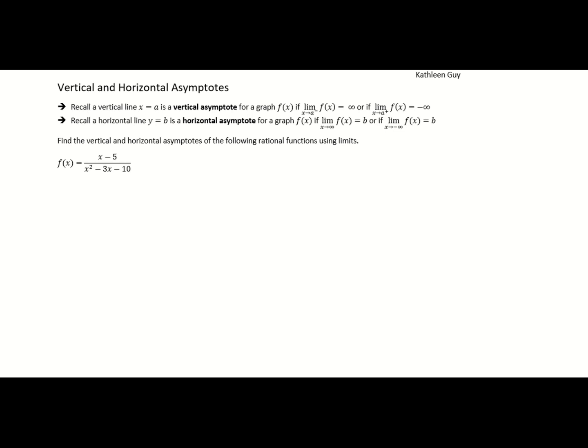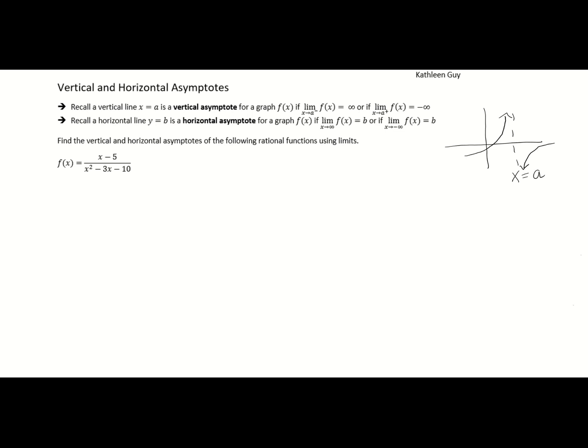So let's take a look at an example visually of that. If this was x is equal to a, the vertical line, then an example would be as x is approaching a from the left, your graph would shoot up to infinity, so the y's would get bigger and bigger and bigger. And as it is approaching a from the right, your y's would go to negative infinity, get smaller and smaller. And of course, it could also be vice versa.